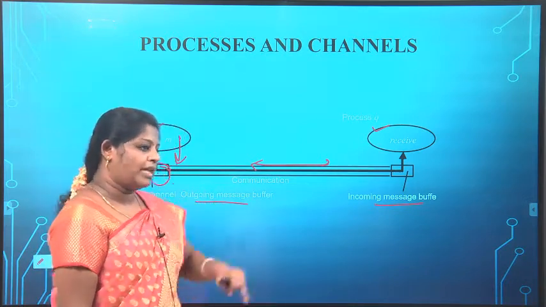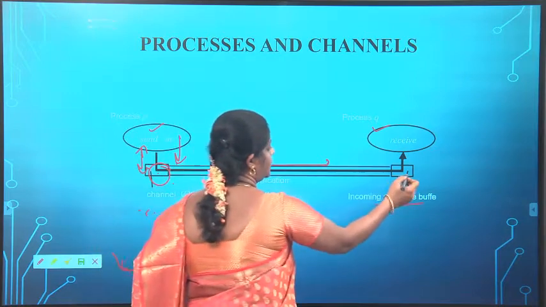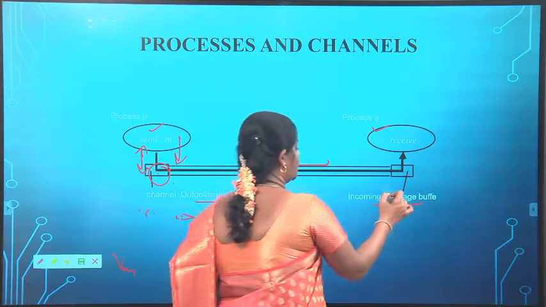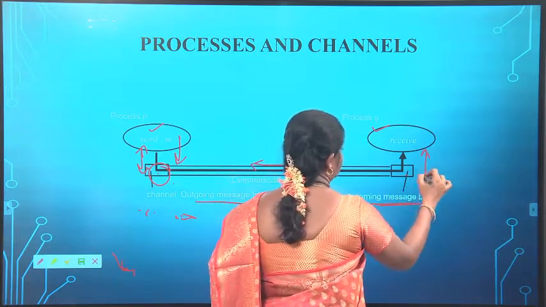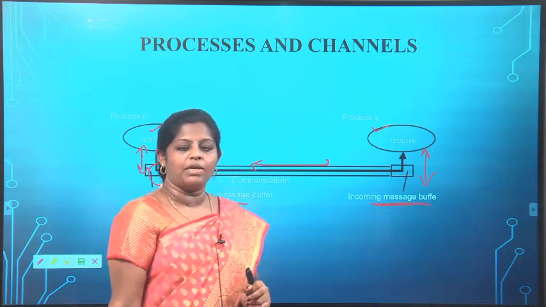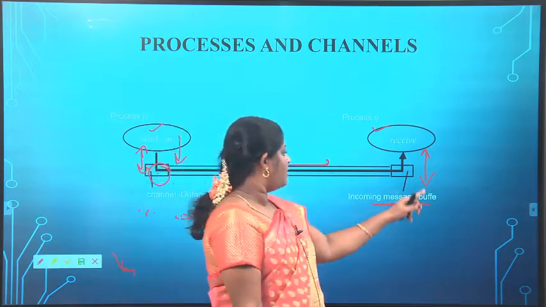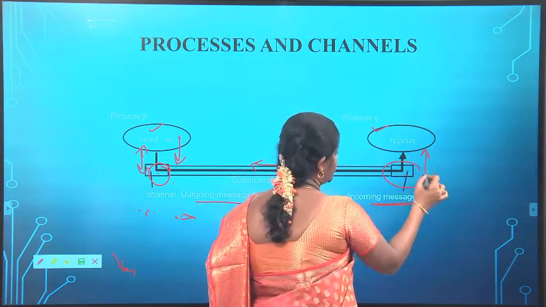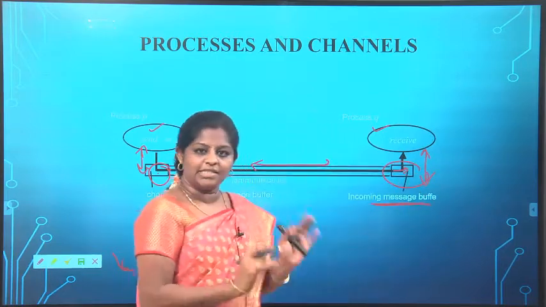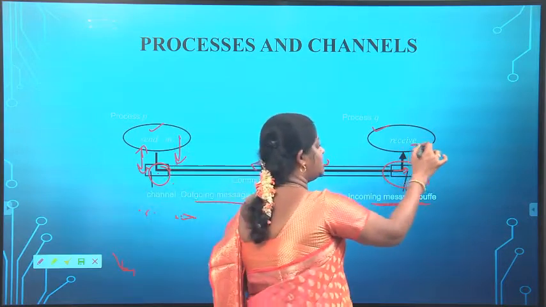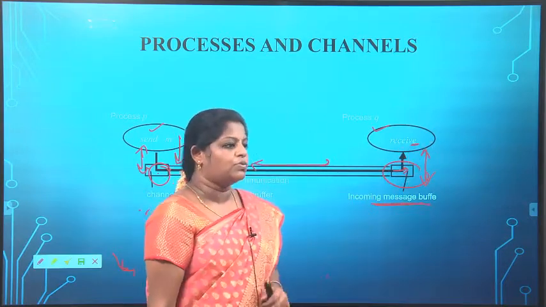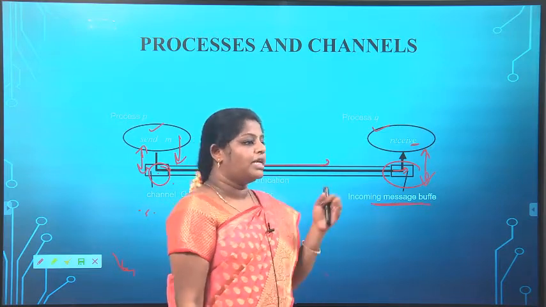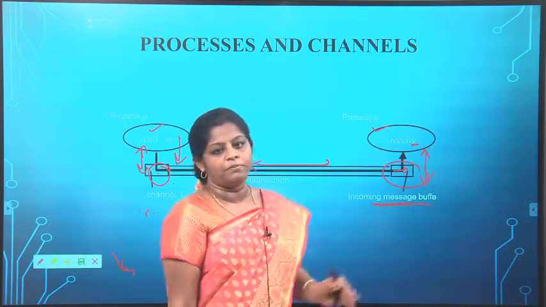Now the next one is receive omission failure. This is the loss of messages between the incoming message buffer and the receiver. We are losing the information between the receive message buffer and the receiver. That means the receive message buffer is full, it is receiving the message, but the receiver couldn't see the message. This one we call a receive omission failure, a loss of messages between the incoming message buffer and the receiver.